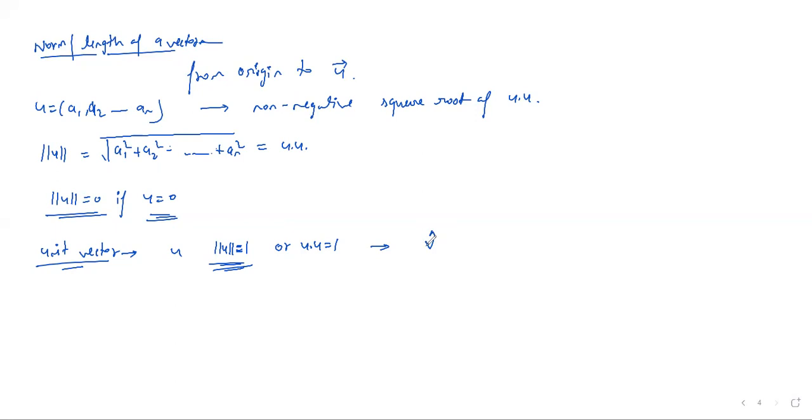Let's say I have a vector v. The conversion of any vector to a unit vector is called normalizing v. I am normalizing v by dividing the vector v by its magnitude, or you can say its length. So this is our unit vector, the unique unit vector in the same direction as v.